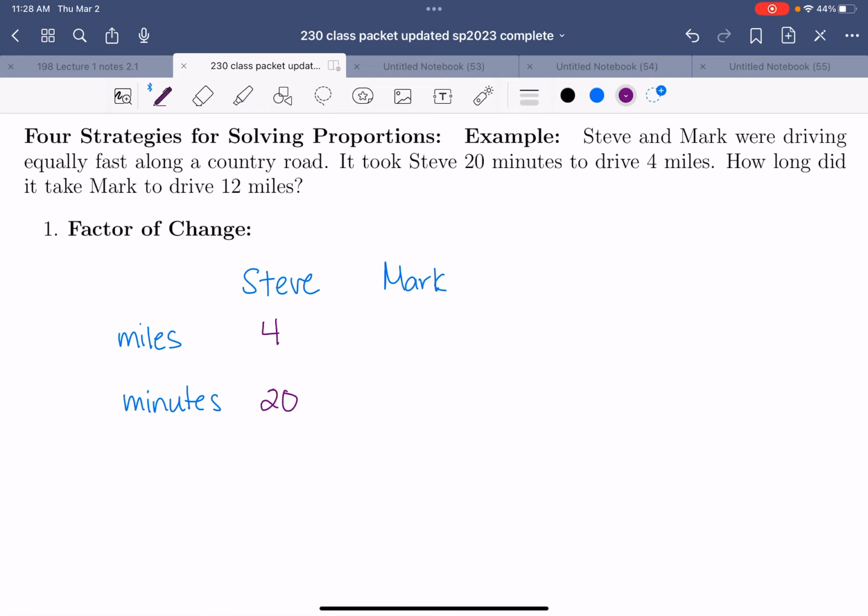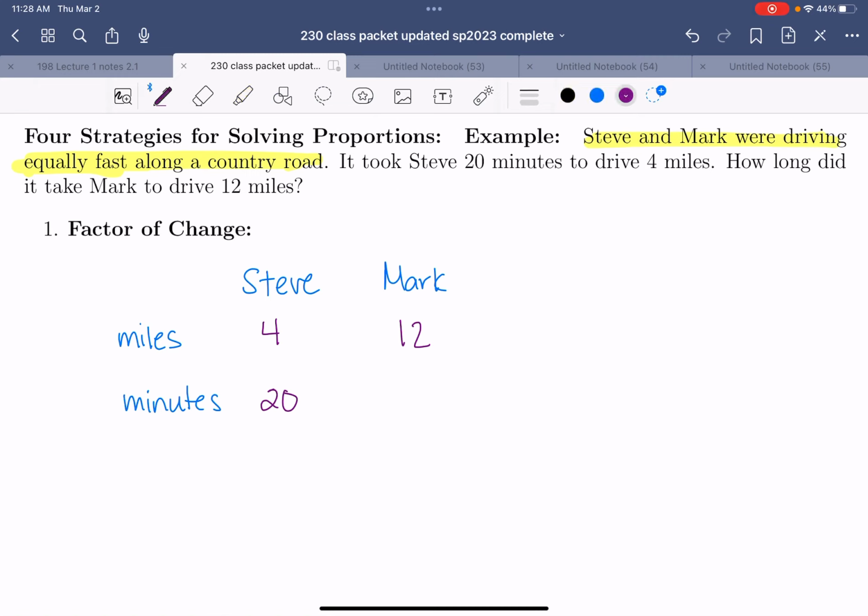Then it says, how long did it take Mark to drive 12 miles? The thing that makes it proportional is that we know Steve and Mark are driving equally fast along a country road. That means their speed is the same, so their miles per minute is going to have to be the same. What that means is that I want equal ratios here. You're going to notice that there aren't actual ratios stated the way we would normally do in fractional form or with a colon, but they are there, hidden in the categories.